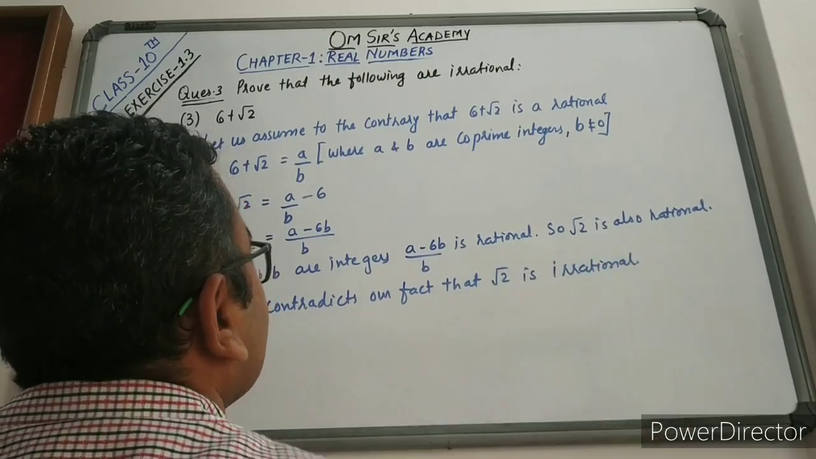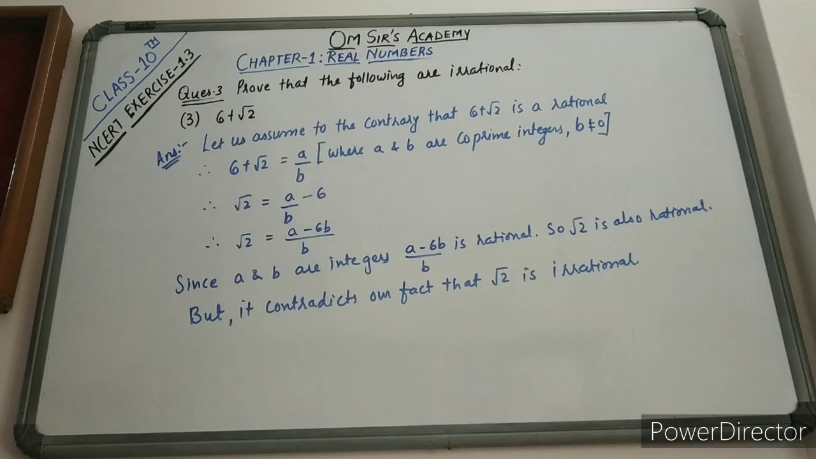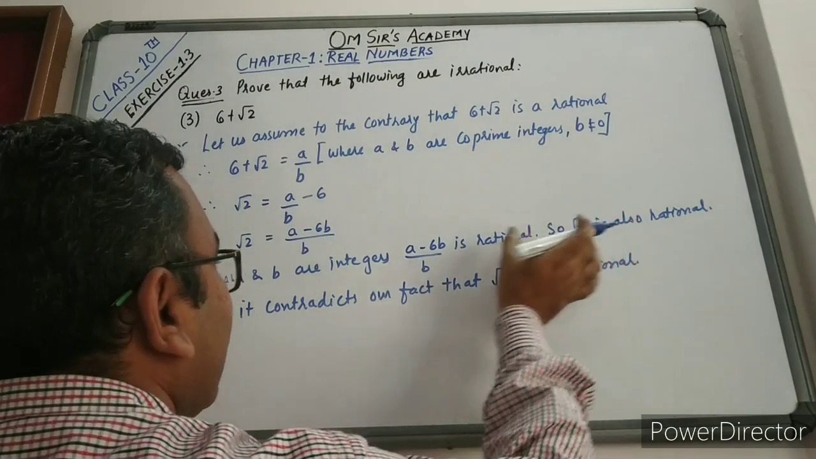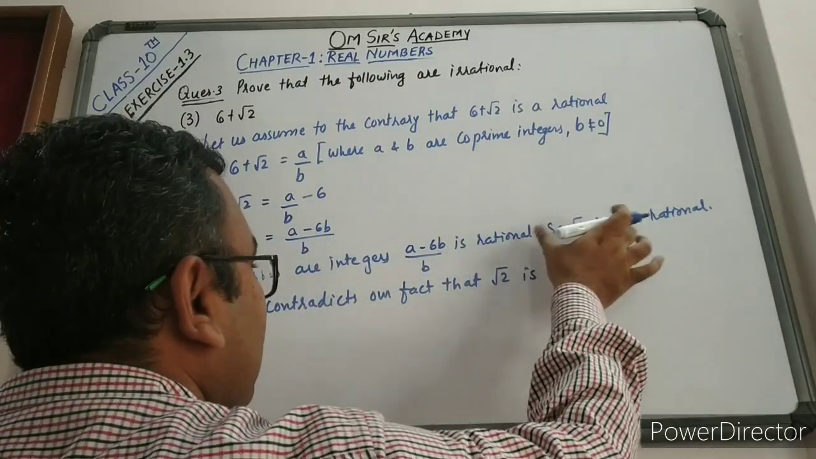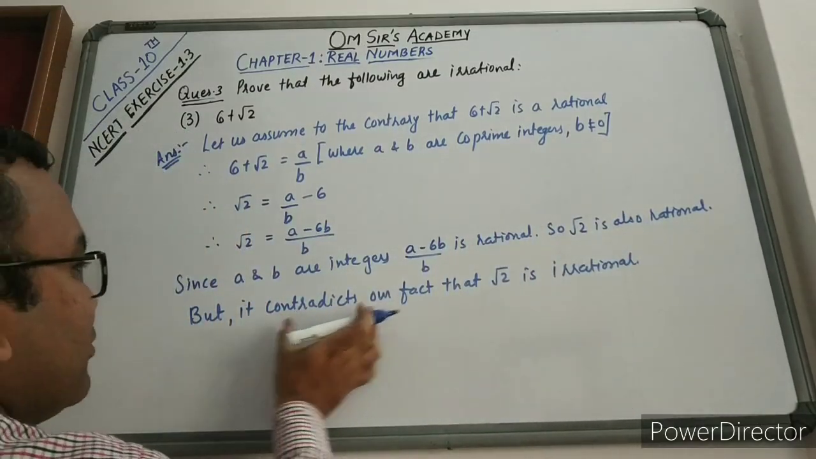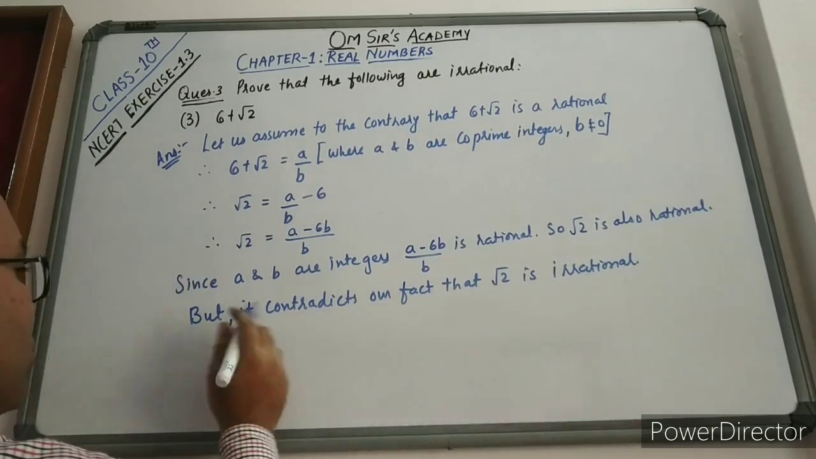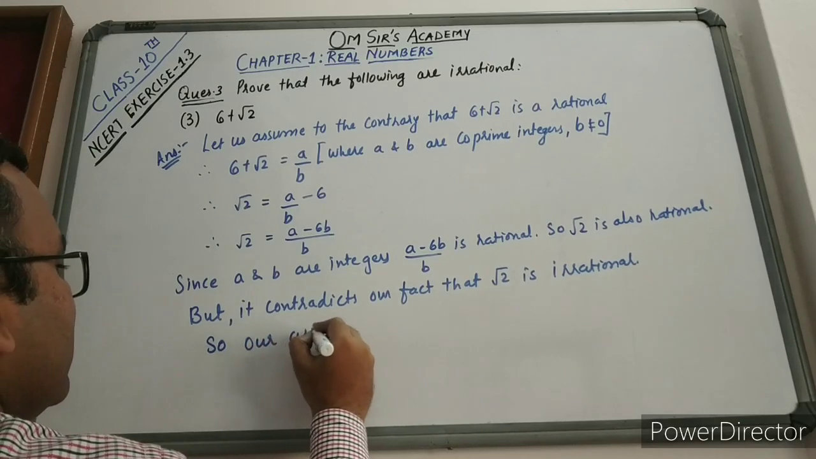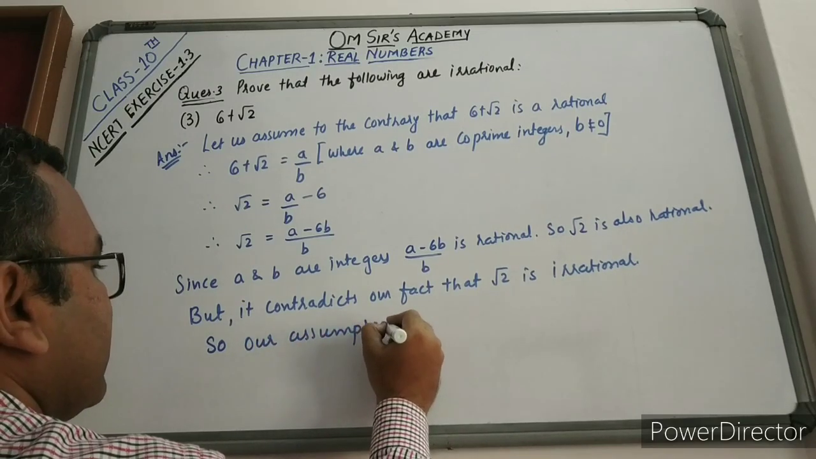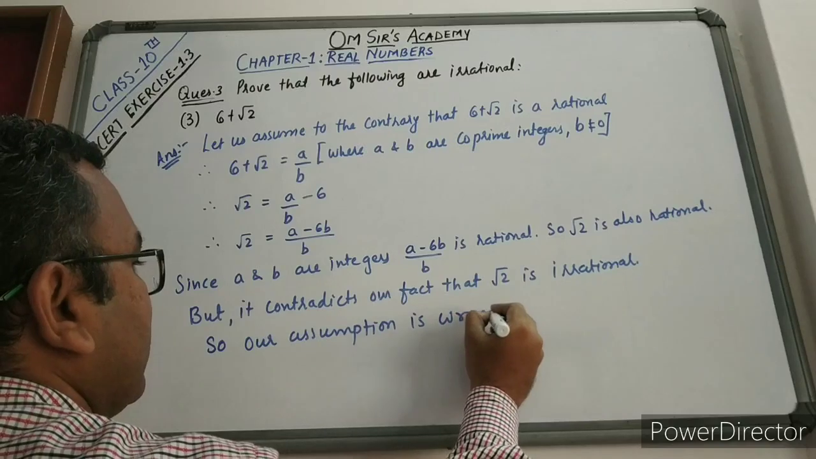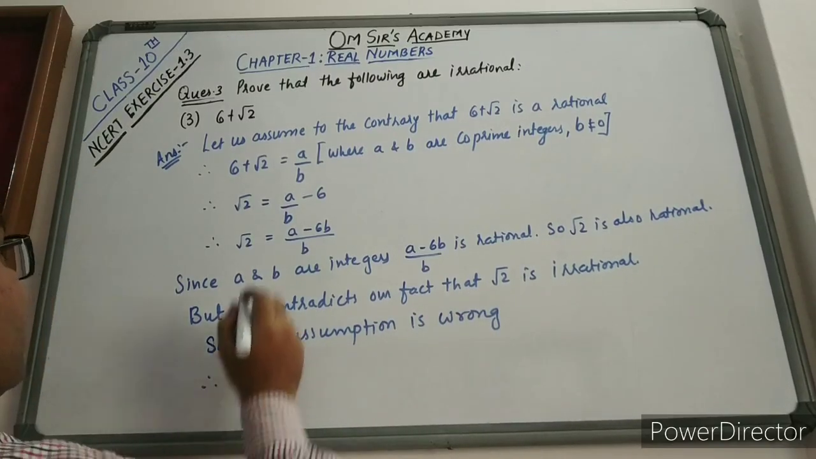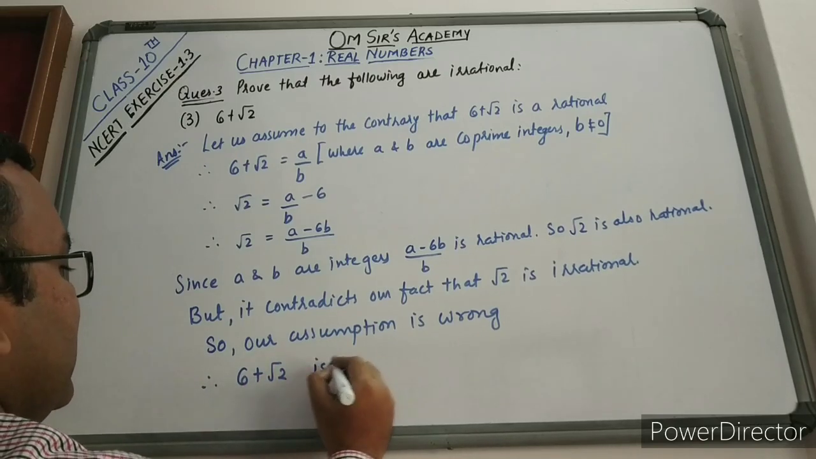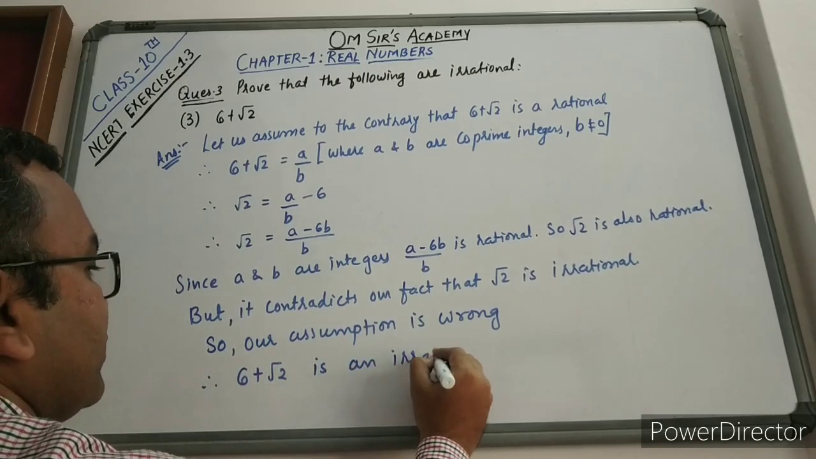Okay? Remember theorem 1.4, root 2 is an irrational. Okay? So this root 2 is becoming rational as per the equation, but it contradicts our fact that root 2 is an irrational. So whenever there is contradiction, our assumption is wrong. So our assumption is wrong. Therefore, we conclude that 6 plus root 2 is an irrational.